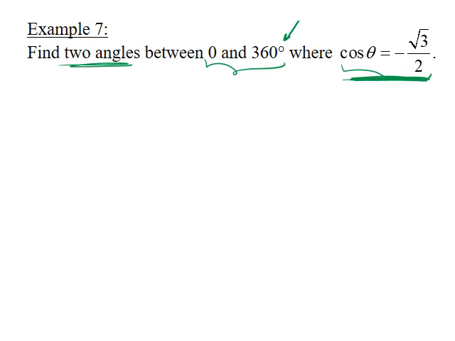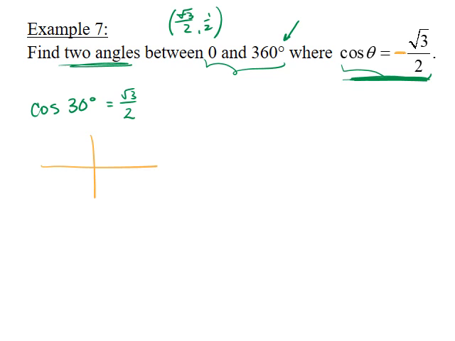Well, when I think of cosine being equal to √3 over 2, I think of cosine of pi over 6 or cosine of 30 degrees. Because pi over 6 or 30 degrees has the corresponding ordered pair of √3 over 2, 1/2. So that means cosine of 30 degrees is √3 over 2. Okay, well, we need to be cautious because cosine is negative in our given information.